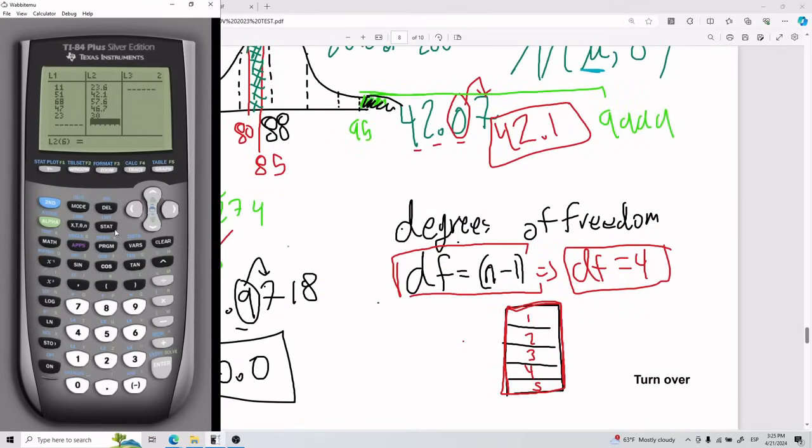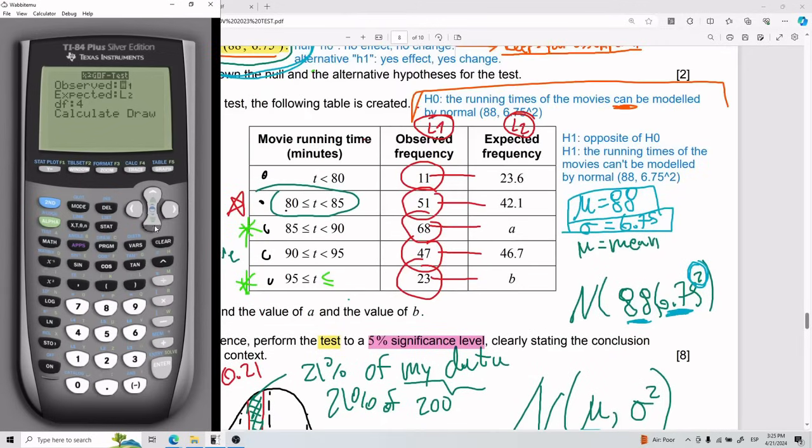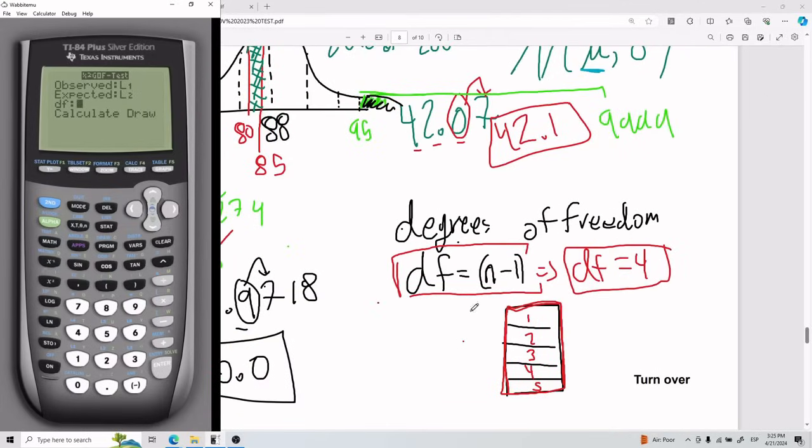So now I can do the test, right? I can go to Stat, Test, chi-squared GOF. Observed is list 1, yes. Expected is list 2, yes. DF, degrees of freedom, was n minus 1. I had 5 rows, so it's going to be 5 minus 1. Calculate. These are the values that I just got.